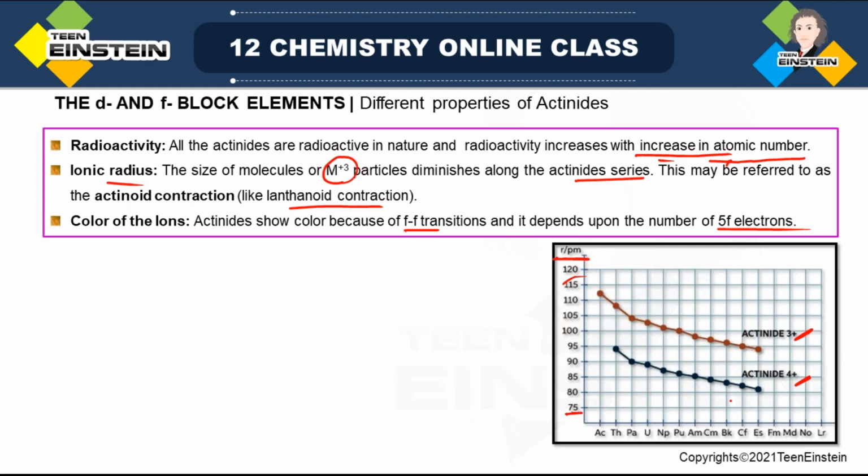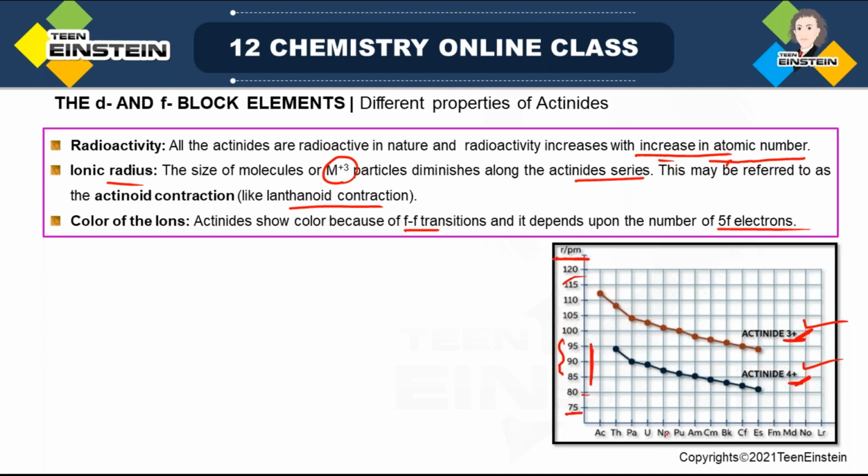How 4+ changes from left to right, we have not seen in the case of lanthanides, but in the case of actinides, this high oxidation state is also very common compared to lanthanides. That is why we have taken both these ions, and in both cases there is a smooth decrease as we move towards higher atomic number. Obviously, in the case of 4+, all the elements, see the range is in this zone, 95 up to around 80.